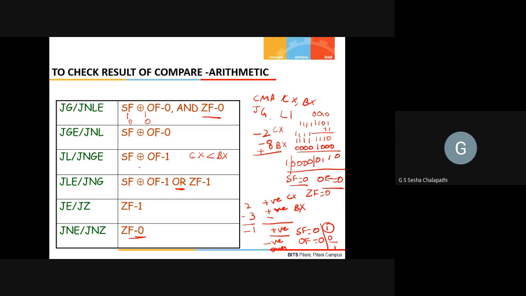You can take some examples and convince yourself that these are the flags that will be true, or these are the conditions that will be true, when you are taking a jump like JL or JNG and so on.